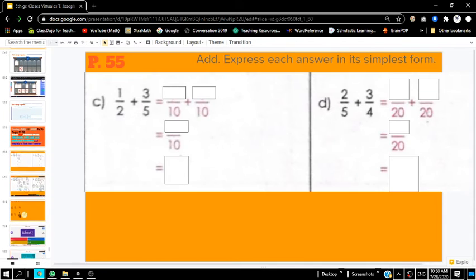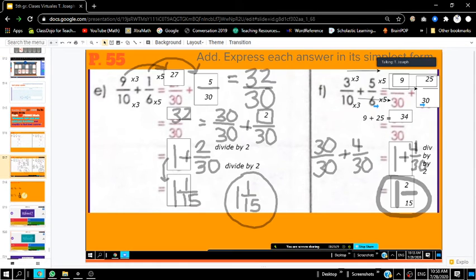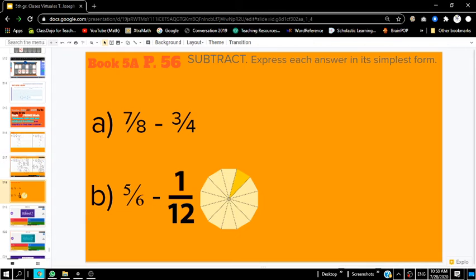Let's take a look at a couple more examples. On page 55, letter E and F, we already did that problem. We multiplied both the numerator and the denominator by the same number to get the same number, right? Let's check on page 56 now with some subtraction problems.